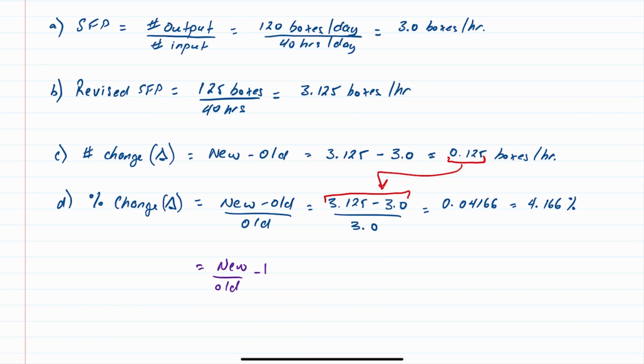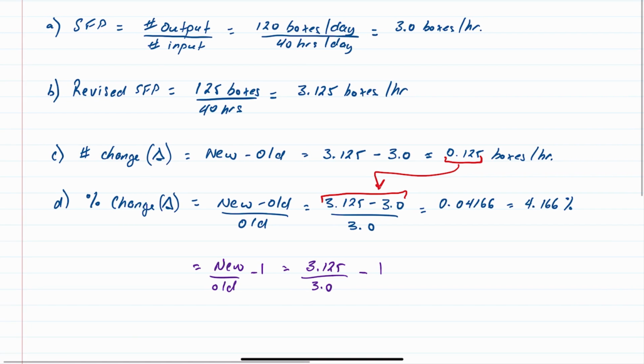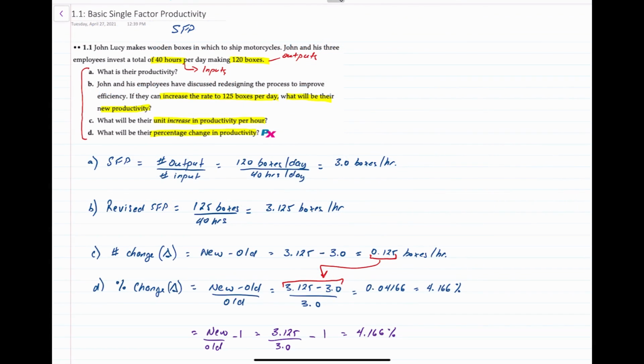The alternative way to do it is you can also take the new productivity divided by the old and then subtract 1. So the new productivity is 3.125, the old productivity is 3.0, and when you subtract 1 from that, you will still get 4.166%.